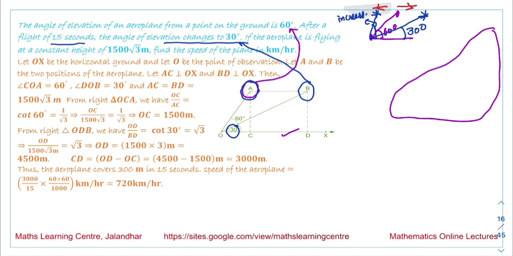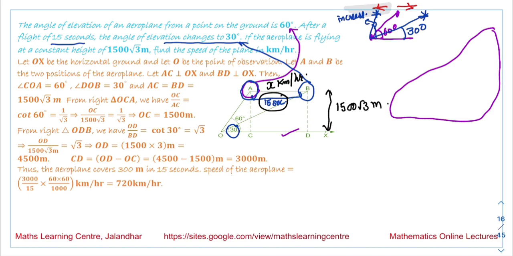The time taken between these two is 15 seconds. The aeroplane is flying at a constant height, this height, which is given to be 1500 root 3 meters. We have to find the speed of the aeroplane in kilometers per hour. So suppose the speed of the aeroplane is x kilometers per hour. If the speed is x kilometers per hour, then how much distance will it travel in 15 seconds? We have to calculate this.